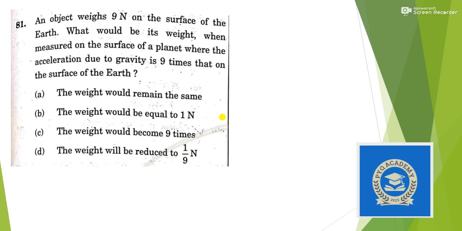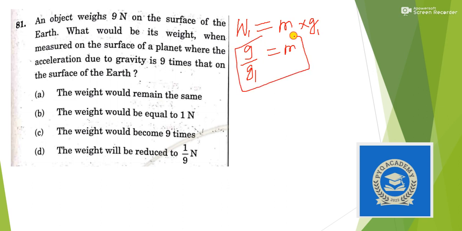So in the first question, it is given that an object weighs 9 Newton on the surface of the earth. What would be its weight when measured on the surface of a planet where the acceleration due to gravity is 9 times that on the surface of earth? Okay, so we know that weight is given by the multiplication of mass and acceleration due to gravity. Let's take weight 1, which is 9 Newton, mass m, and let's take g as g1. So here m will be 9 by g1. Okay, we will use that.